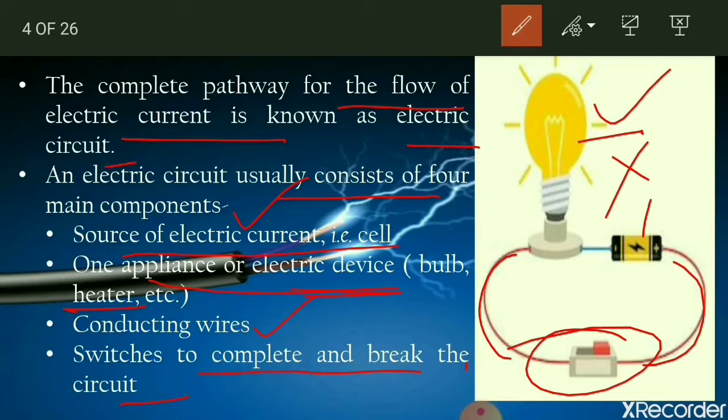An electric circuit has four components. Many other components are also there which you will study later on, but there are four main components: the source of electric current, that is a cell or battery; then any one appliance, any electrical device; then conducting wire through which electric current can flow; and switches, which are just keys to make or break the circuit.